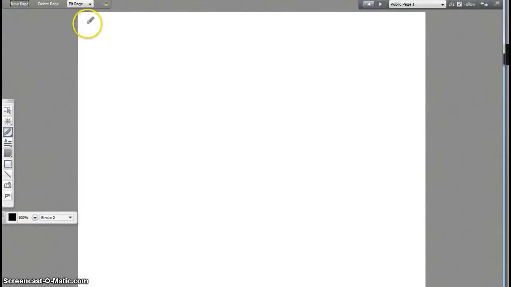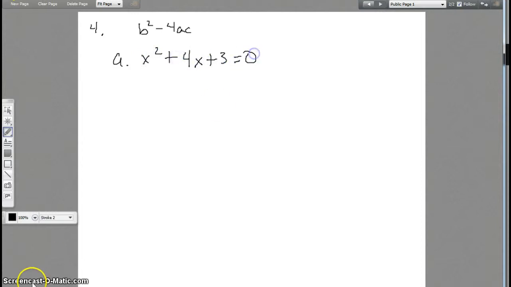So let's look at number 4. For number 4, it says find the value of the discriminant for each of the following equations and use it to tell how many solutions the equation has. Remember, the discriminant is b squared minus 4ac. So for part A, we have x squared plus 4x plus 3 equals 0.